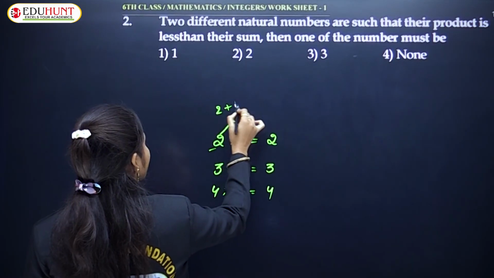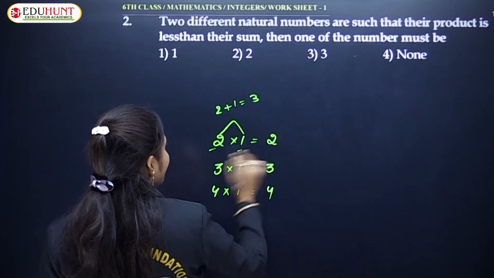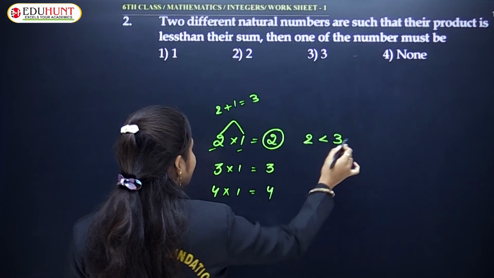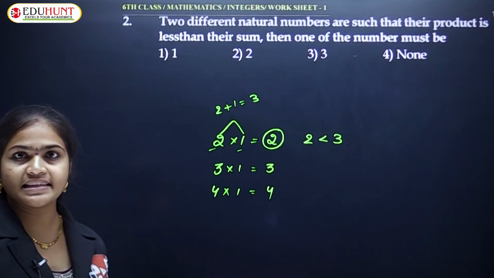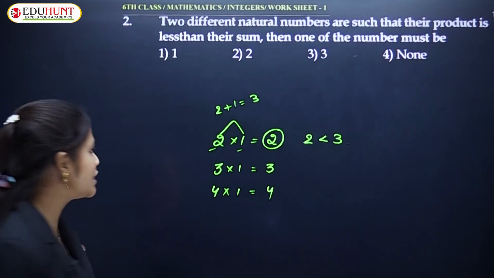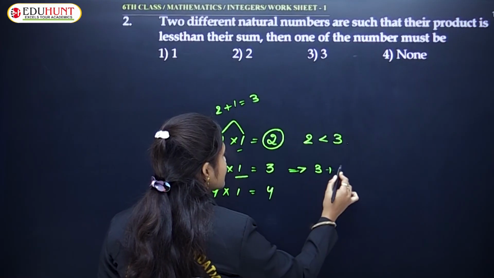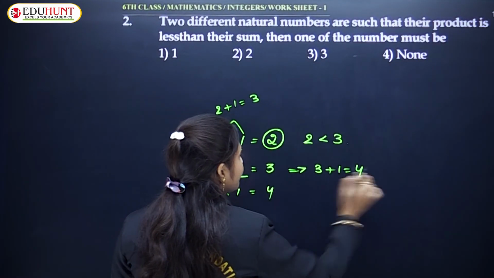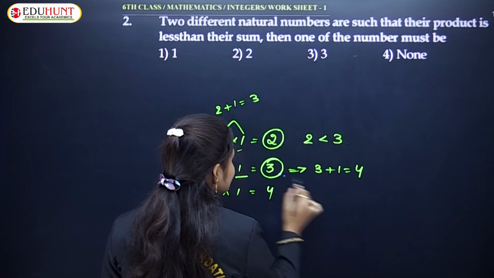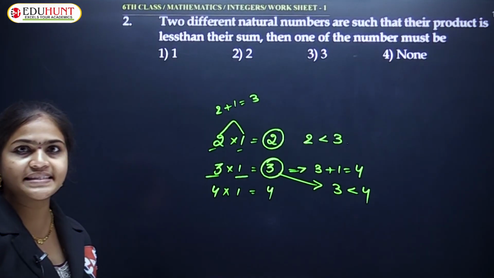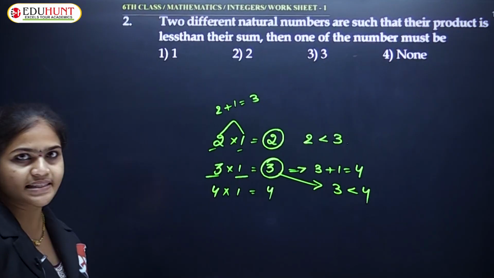So 2 plus 1 is equal to 3. As per that, the product is 2. So 2 is less than 3. Is it satisfying or not? Satisfying. Next, 3 and 1. Here, 3 plus 1 is equal to 4. From this, 3 is less than 4. The product is less than the sum of the two numbers.